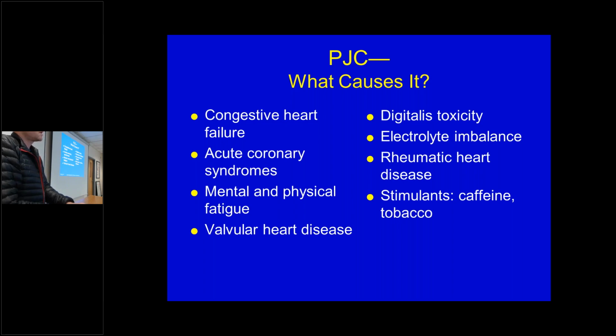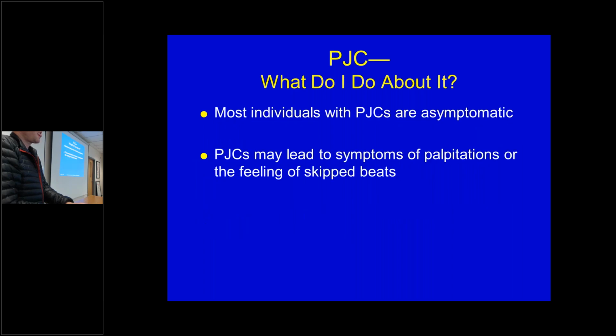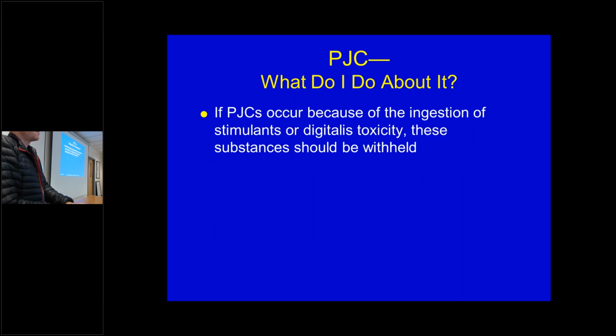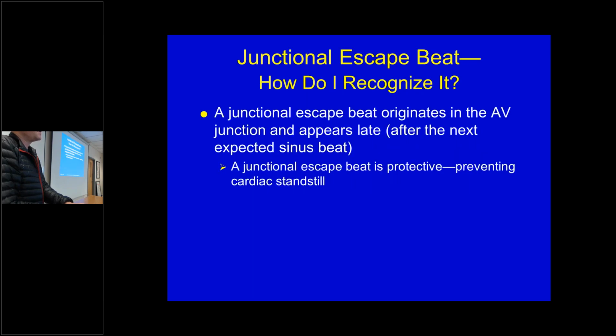All right. What causes it? You guys know what causes all of this stuff. Most of the time they're asymptomatic until they become more frequent. Stimulants, we always talk about digitoxicity can stimulate these things. And of course, if you've got something that's causing it, don't take it anymore. Okay, junctional escape beats, different than a PJC. So they originate in the AV junction.